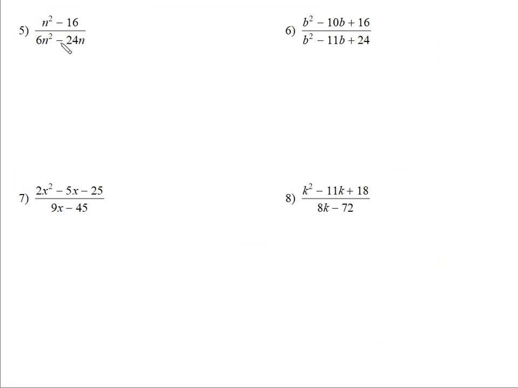All right, now we've got some more. Up top here, again, I've got addition or subtraction, so we're going to need to factor these out. You might notice we have a difference of squares, n plus 4 times n minus 4. And at the bottom, we have a greatest common factor. They're both divisible by 6, and they each have at least one n. So we're going to divide each by 6n, which leaves me with n minus 4. Okay, remember the denominator, if there's a variable down here, cannot equal 0.